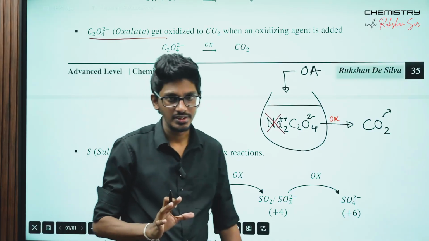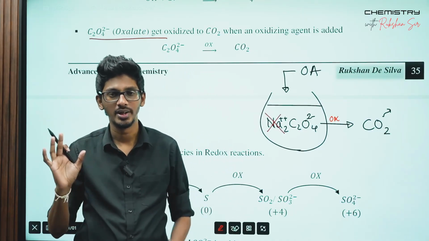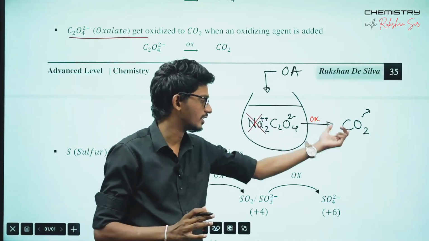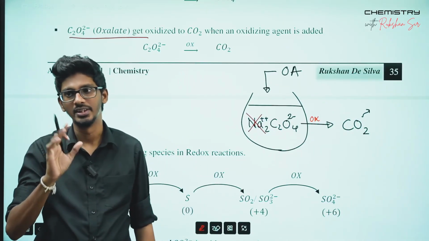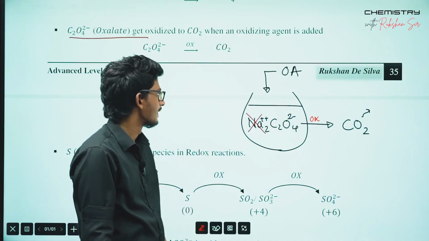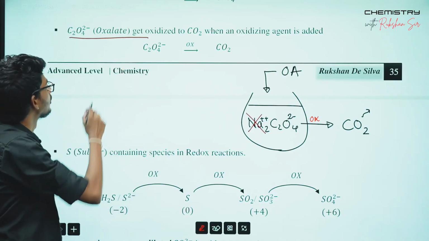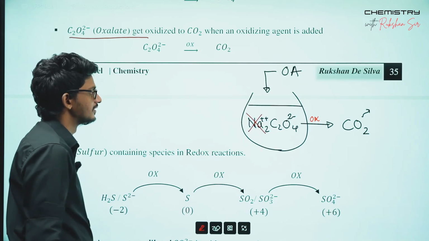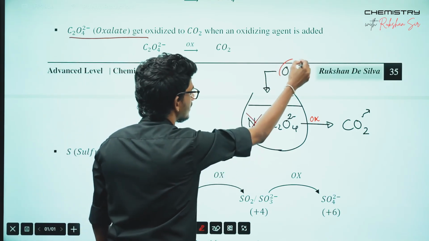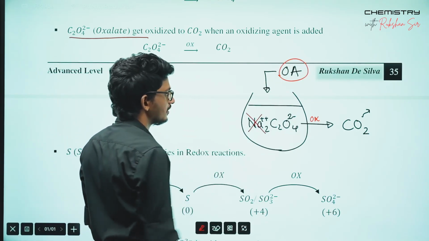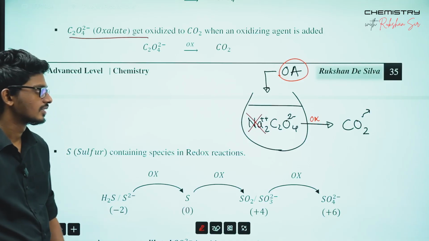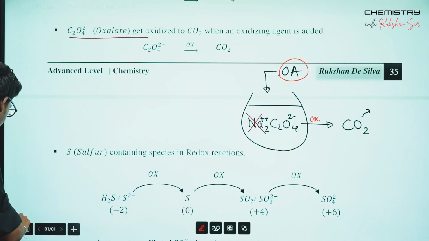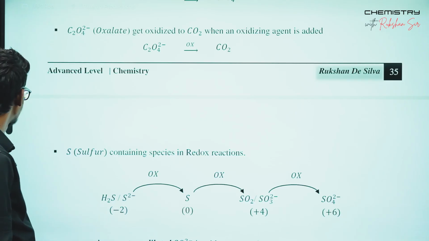In a redox reaction, if you come across the C2O4 2- situation, the oxalate ion always tends to get oxidized to CO2. Keep that in mind. That is what this point says: oxalate gets oxidized to CO2 when an oxidizing agent is added. Okay, that is about the oxalates.